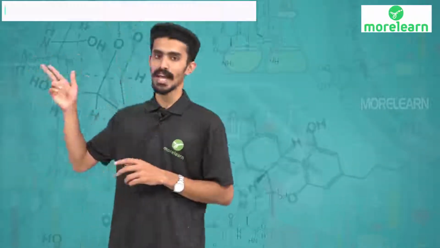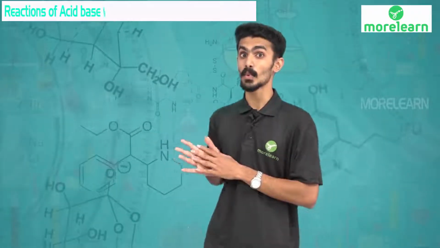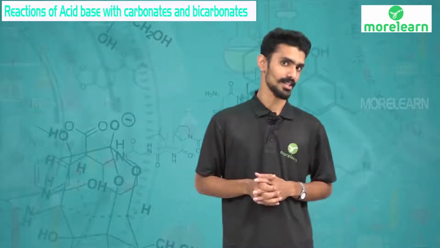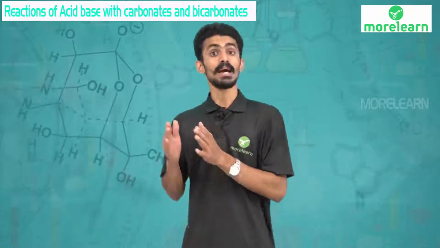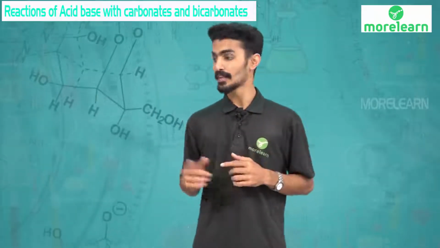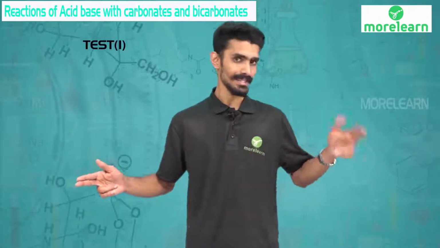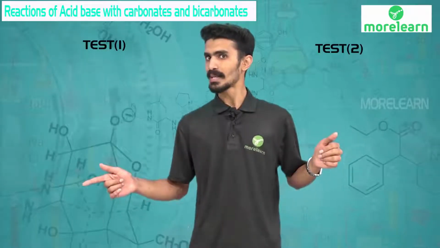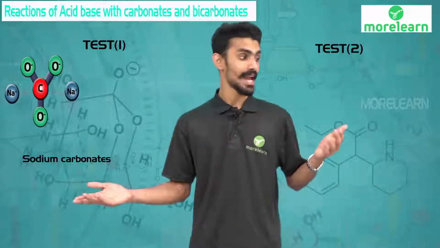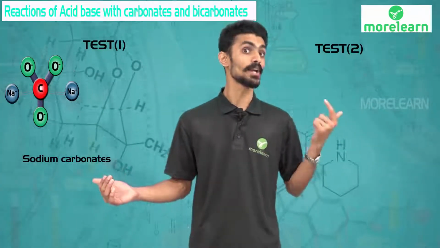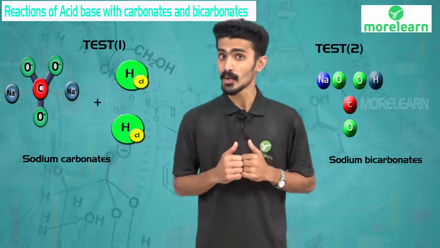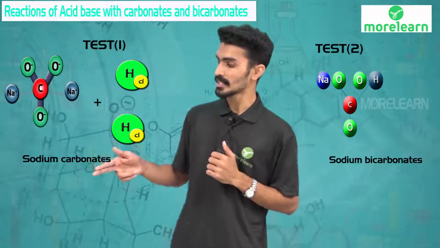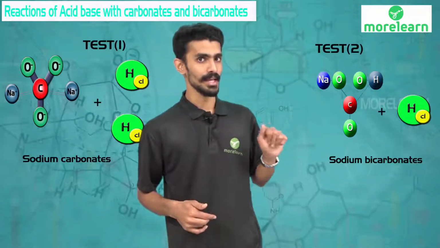Now the second reaction: acids with carbonates and bicarbonates. Carbonates means C, O, carbon and oxygen should be there. So for this, here I am having two test tubes. One test tube contains sodium carbonate. The other test tube contains sodium bicarbonate. Now I am adding hydrochloric acid into the sodium carbonate test tube and also into the sodium bicarbonate test tube.